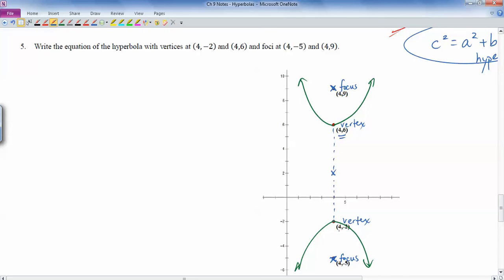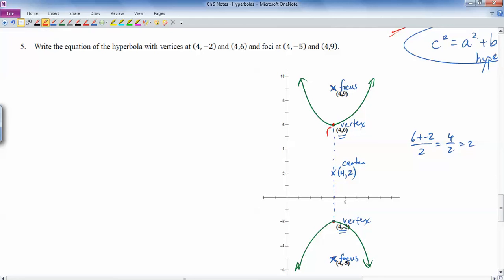If I'm going to average the x's of these guys, the average is 4. And then if I average 6 and -2, I'm going to get 4 over 2, so that's 2. So the center point is (4, 2). That's the center. So then I know that the hyperbola has an x minus 4 and a y minus 2 in it. Okay, so what else can we get?